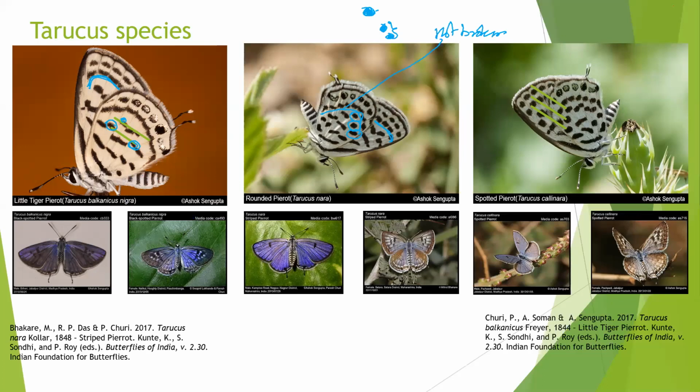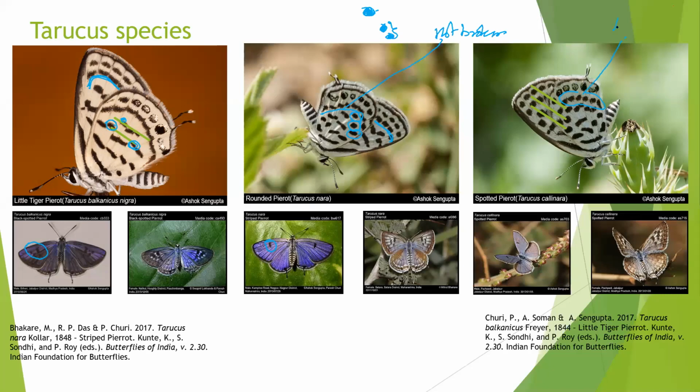Of course, the open wings are very, very different in the case of Nara and Balkanicus. In Balkanicus, the open wing male has quite a number of spots on the forewing, whereas Nara has a very prominent end cell spot on the forewing. That's how it is different from Balkanicus.